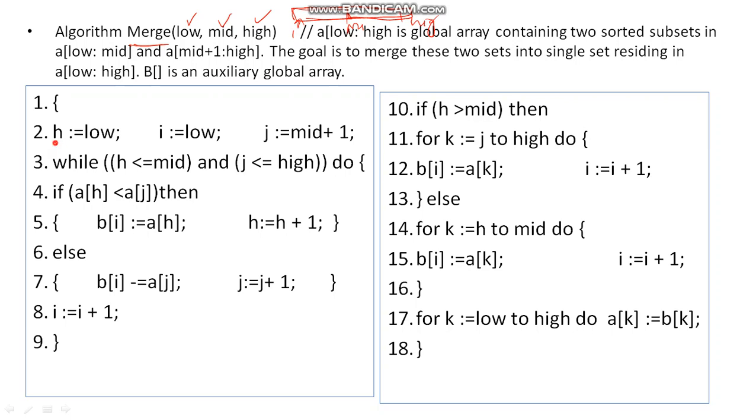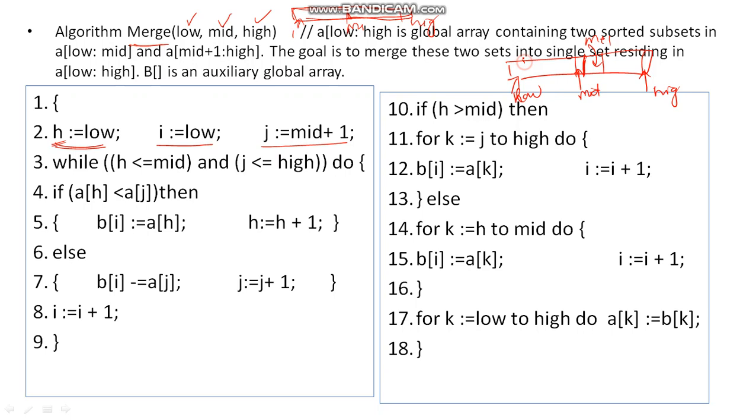So here h is equal to low. I am taking other variables to hold the values: i is equal to low and j is equal to mid plus 1. If this is the array, this is low, the lowest index, this is mid, the middle index, and this is high. The first subarray exists between low and mid, up to here. The second subarray exists between mid plus 1 and high. The index next to mid is mid plus 1, so mid plus 1 to high.